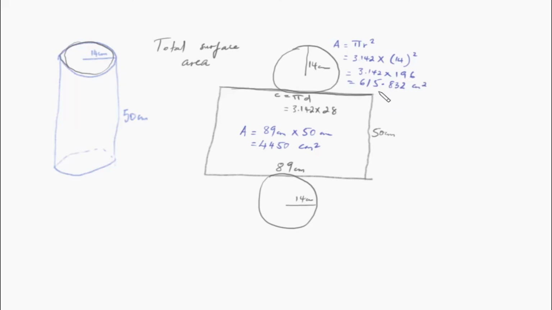Now, that means the area here, because these two circles are equal, will be 615.832 centimeters squared. Now, the total surface area will be the sum of the areas of the surfaces. There are 1, 2, 3 surfaces here. So the total surface area is going to be the sum of those areas.